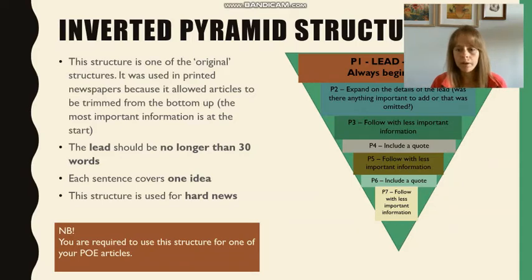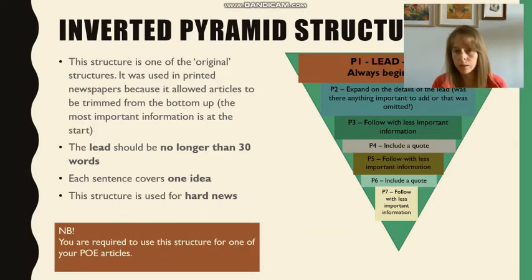Then the following paragraph, you can follow up with less important information. So remember, with the inverted pyramid structure, we're starting with the most important information and working our way down to the least important information. Okay, so paragraph 3, some relatively important details but stuff that the reader doesn't have to know. Then the next paragraph could be a quote. I'm just saying that it could be a quote, it doesn't have to be a quote. Even paragraph 3 could be a quote, it doesn't have to be a quote. Okay, this is just a suggested format for the inverted pyramid.